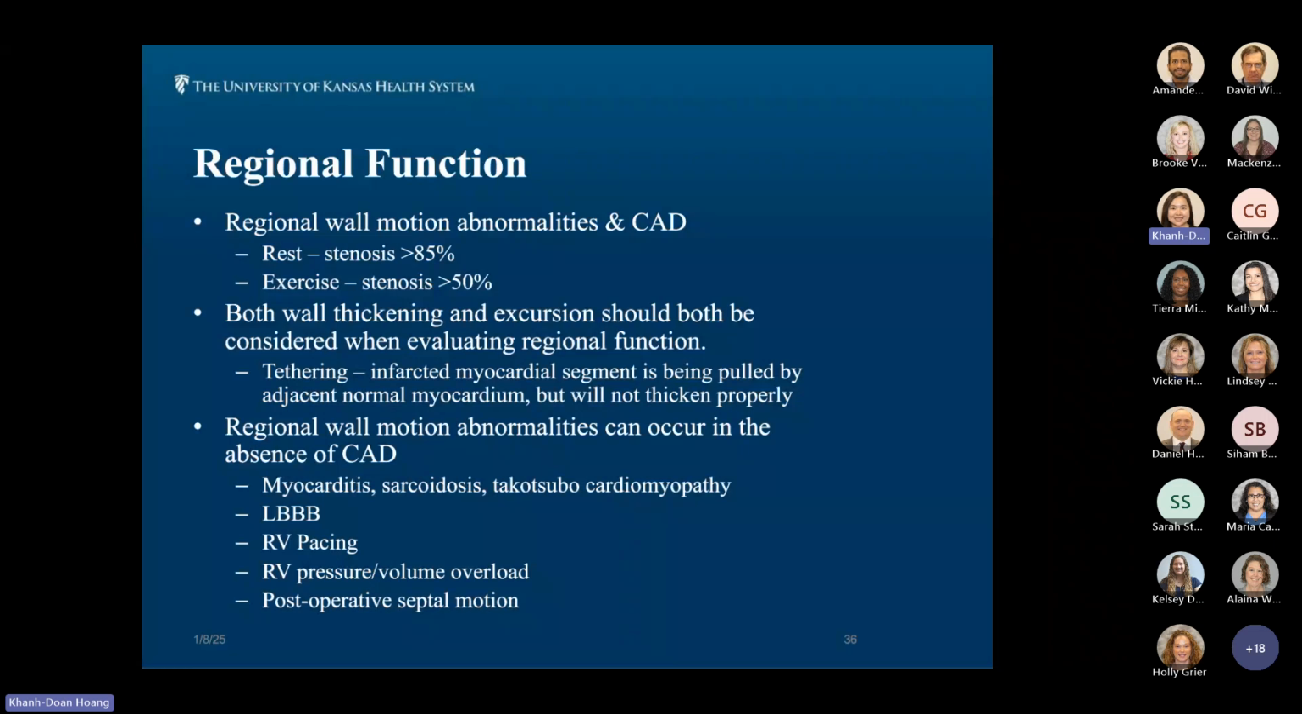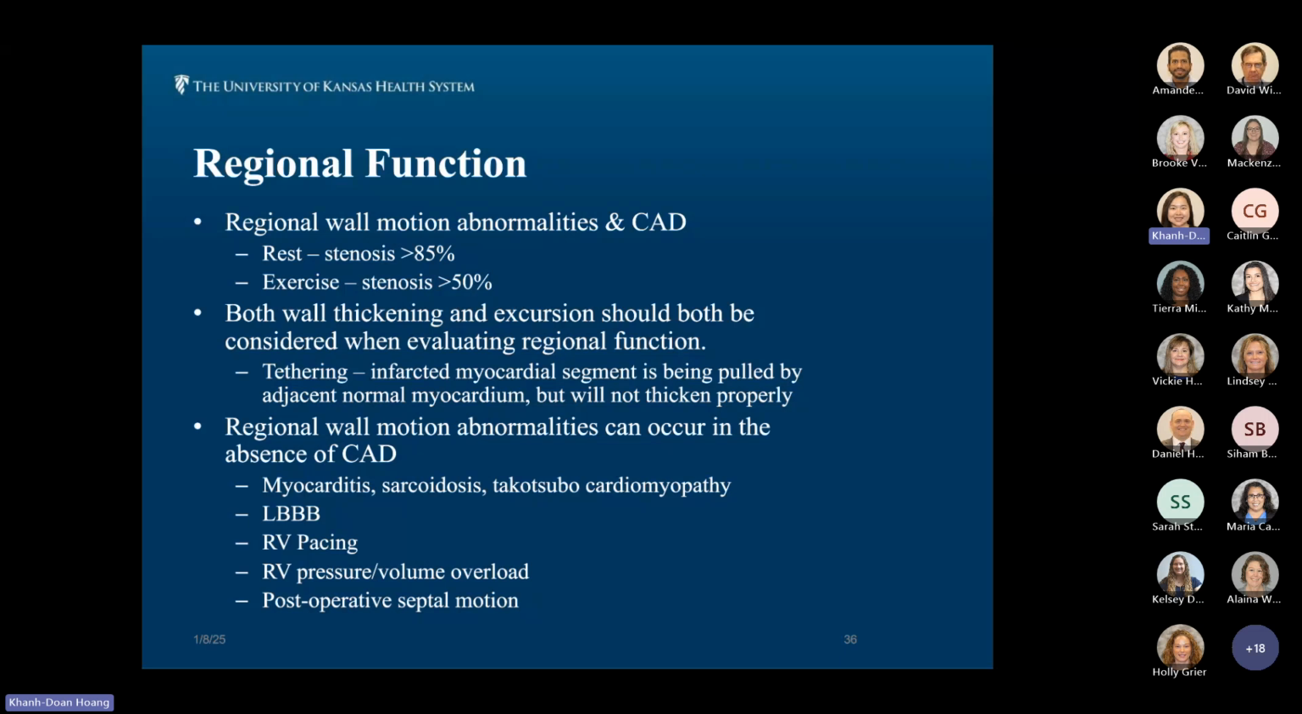And patients can have normal ejection fraction despite having regional wall motion abnormalities. It's partly because in an acute setting, non-infarcted myocardium can be hyperfunctioning due to an increase in your catecholamines.